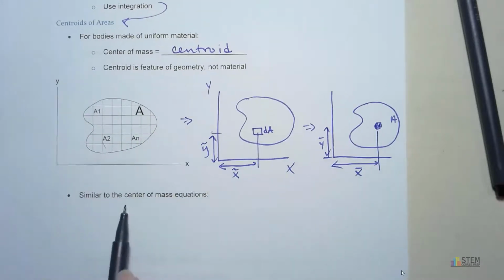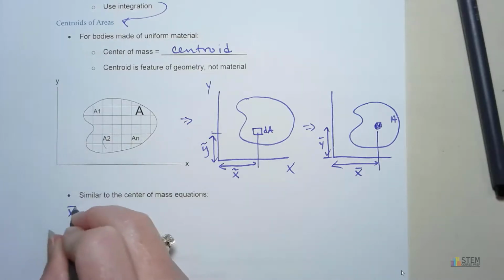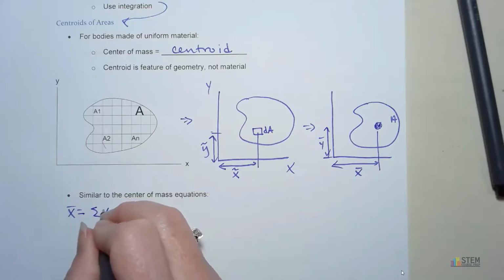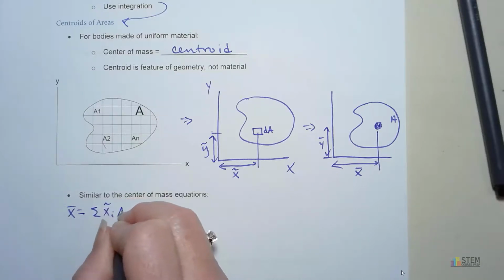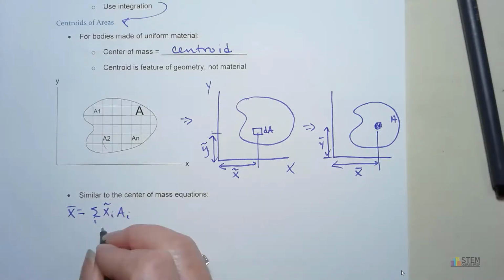All right, now similar to our center of mass equations, here we're using area, but our equations are going to be very similar. We're going to have X bar. It's going to equal the sum over the x tilde times A, and this is for all of the little areas. You're going to put that over the summation of the areas. So this gives you the total area.